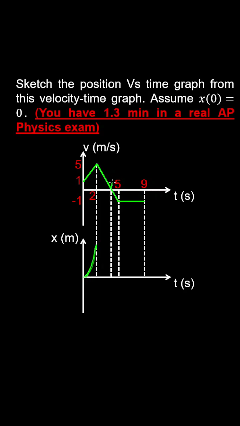Now from 2 to the time when the velocity is 0, the velocity is decreasing. So therefore the slope of the tangent to the position versus time graph is decreasing, but still positive until we reach the maximum. And then thereafter the velocity is negative, so the slope of the tangent to the position versus time curve becomes negative, and it's still parabolic until we reach 5 seconds, where the velocity is constant. So therefore the position versus time graph becomes linear, because the slope here is constant.